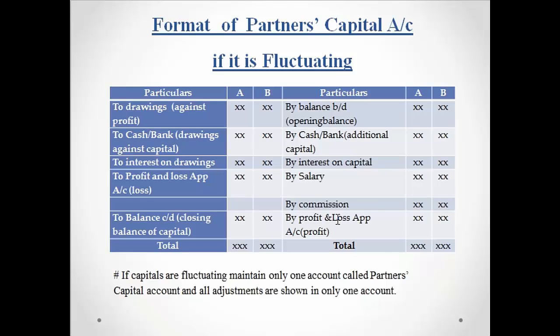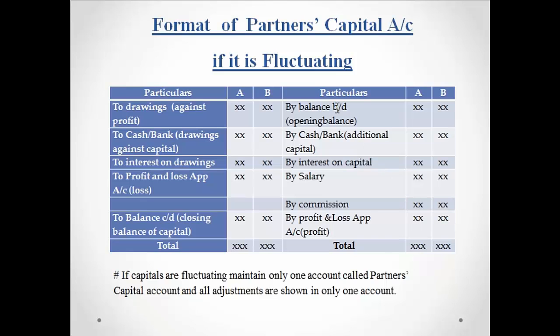And now please have a look at this item. When I am writing by profit and loss appropriation account in the partner's capital account, if it is fluctuating, what is the meaning of this item? In the last video class, we studied an account called the profit and loss appropriation account. The purpose of preparing it is to find out the amount of divisible profit, and that divisible profit amount should be transferred to the partner's capital account. If it is a profit, that amount has to be transferred to the credit side in a partner's capital account if it is fluctuating. So when I am writing by profit and loss appropriation account, this is the amount of divisible profit, and this amount should be entered separately for A and B, like this.